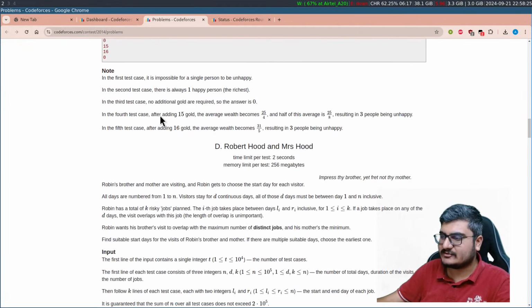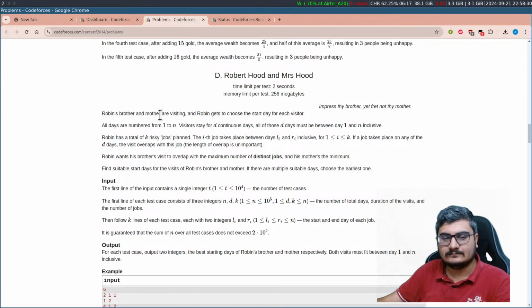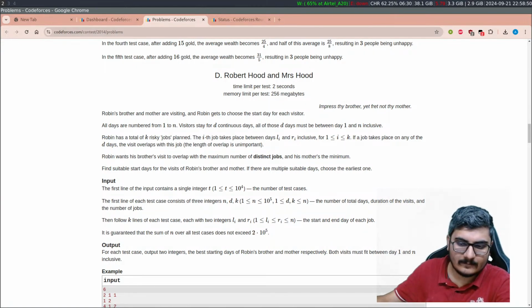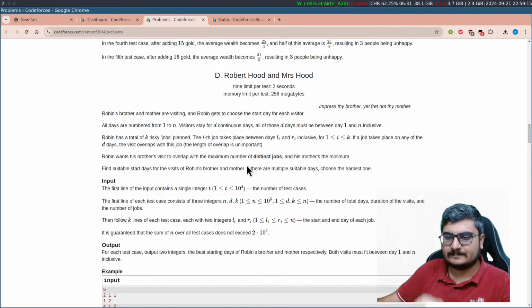So this was the third problem. Any questions on the third problem before we move on to the fourth problem? Okay, moving on to the problem.